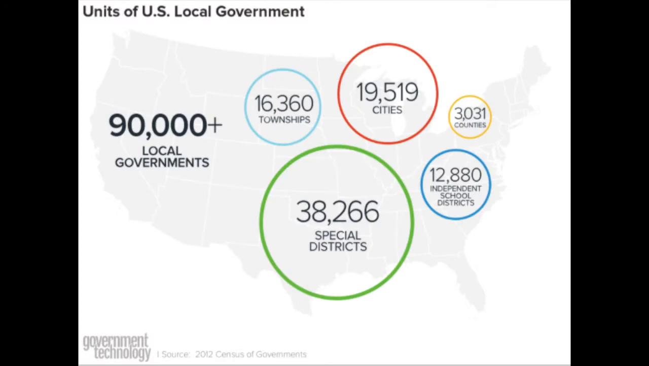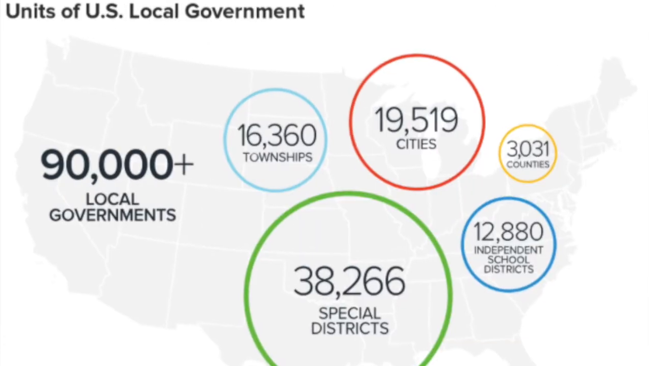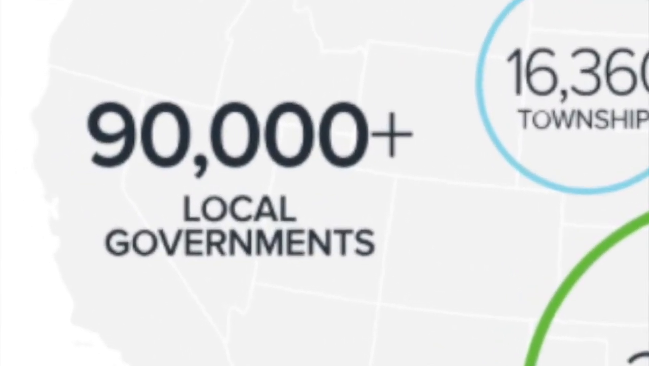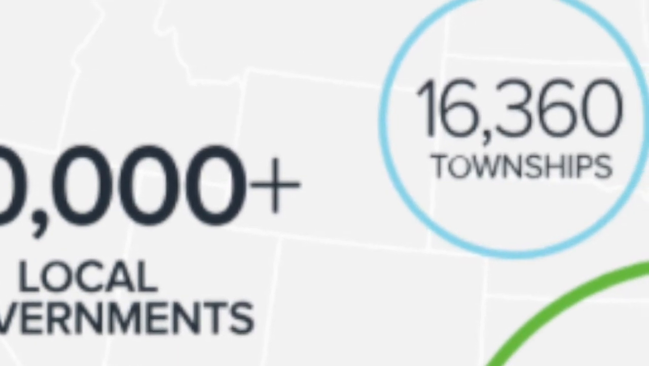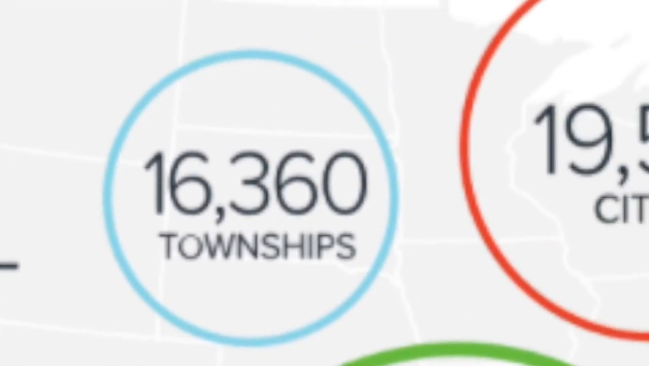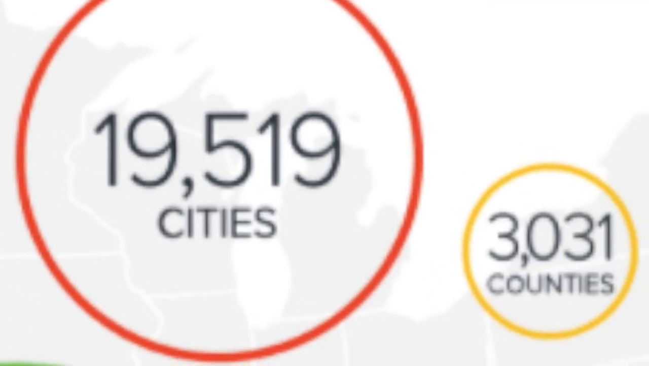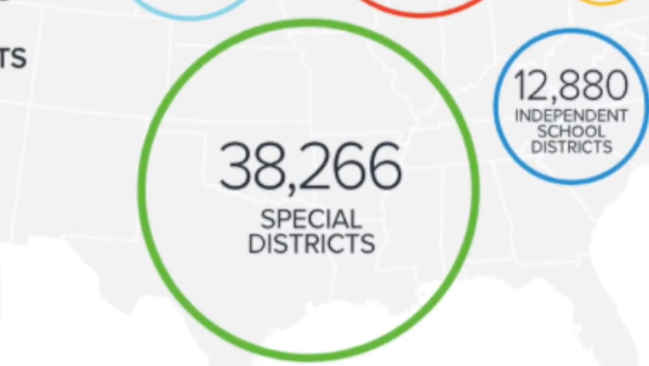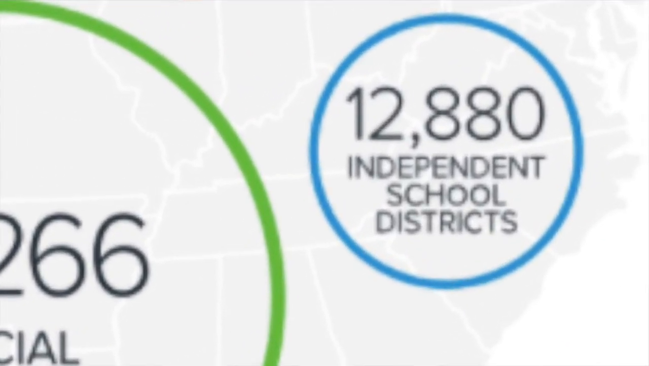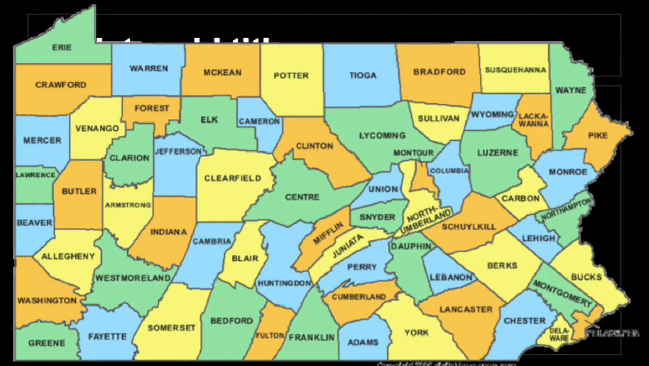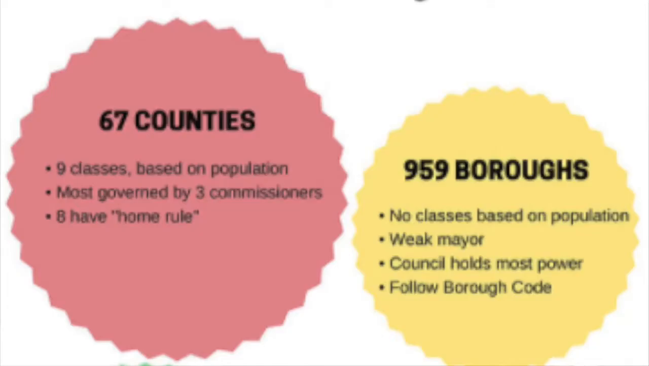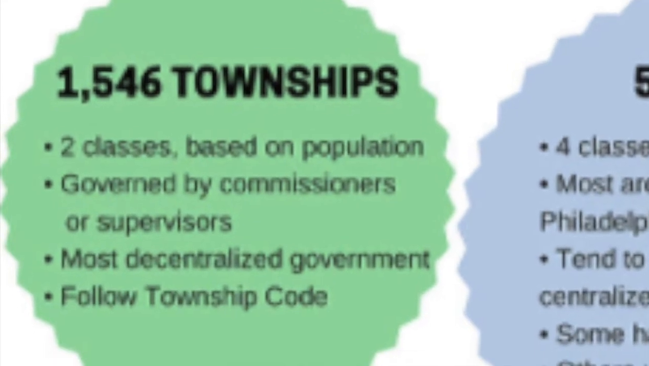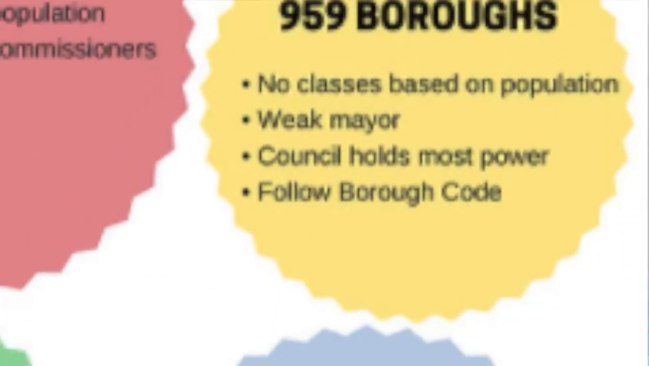To give you a better picture of our country's units of local government, or you could just say municipalities, our country would have over 90,000 local governments, including over 16,000 townships, over 19,000 cities, over 3,000 counties, close to 40,000 special districts, and then almost 13,000 independent school districts. In Pennsylvania, we have 67 counties, almost 1,600 townships, close to 1,000 boroughs, and 56 cities.